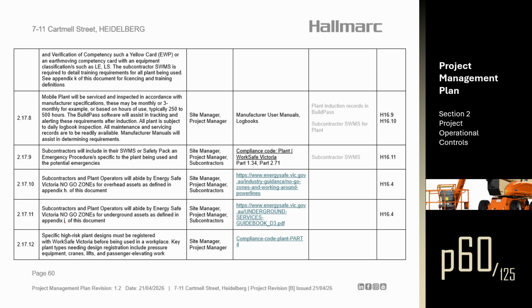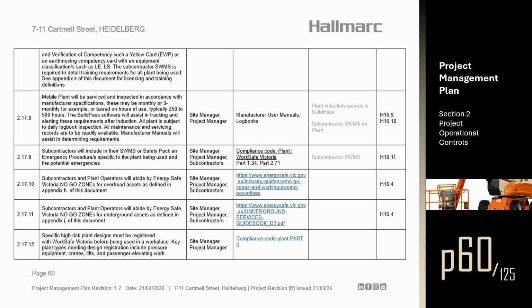Section 2.17.9. Subcontractors will include in their SWMS or safety pack an emergency procedure specific to the plant being used and the potential emergencies. Section 2.17.10. Subcontractors and plant operators will abide by Energy Safe Victoria no-go zones for overhead assets as defined in Appendix H of this document. Section 2.17.11. Subcontractors and plant operators will abide by Energy Safe Victoria no-go zones for underground assets as defined in Appendix I of this document.